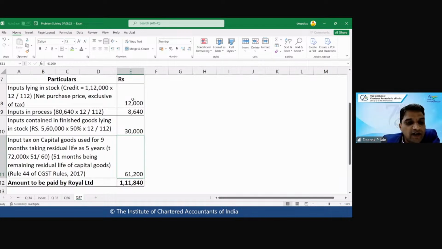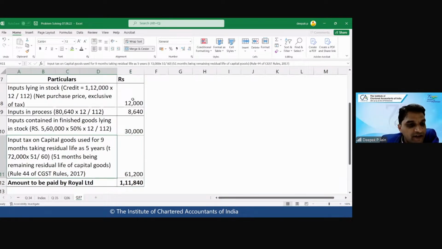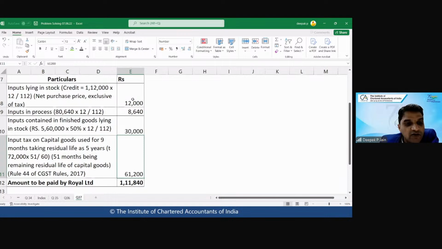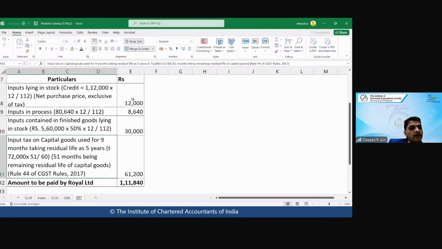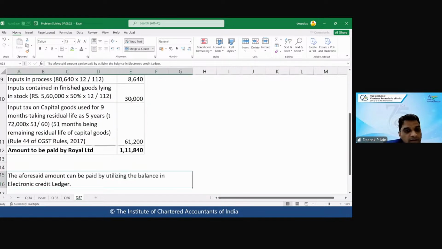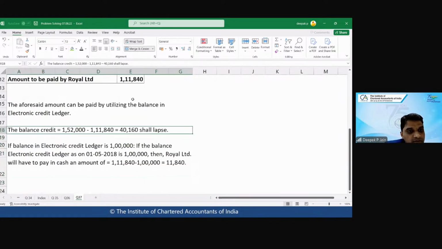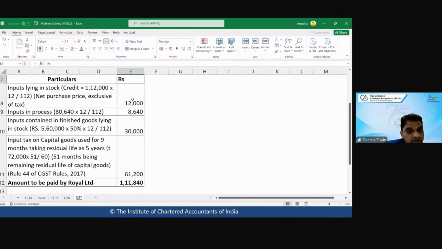So amount to be paid is 1 lakh. So that is 72,000. How do we get the 61,200? On the remaining useful life. Okay. So you can do 72,000 into 51 by 60 also. Correct. If you do 5%, the answer is coming 28,800.